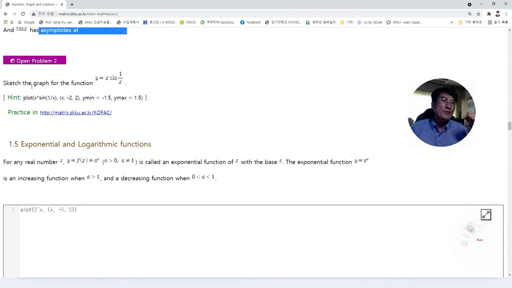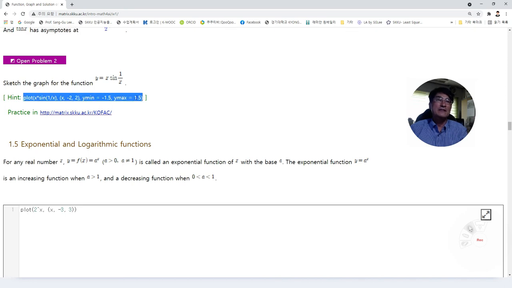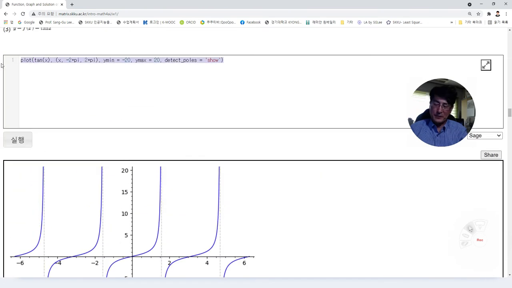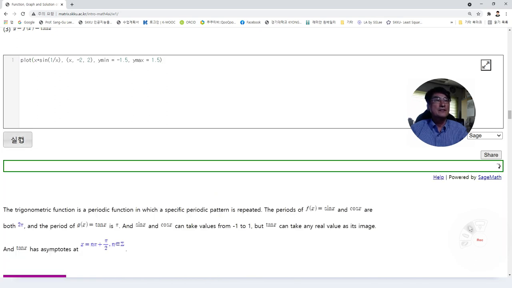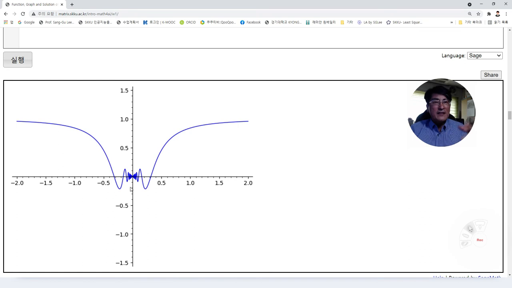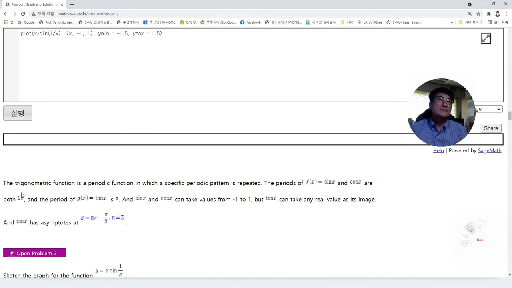Okay, here's an open problem for you. Sketch the graph of the function y is equal to x times sine 1 over x, or others. All you have to do is copy this, paste it in this box, then x times sine 1 over x between minus 2 and 2. Then you will have a graph like this. If you want to magnify it, when you have 1 instead of 2, then you will have a bigger graph of it.